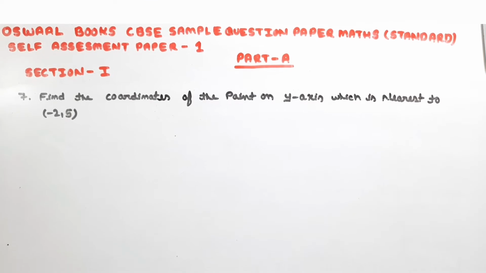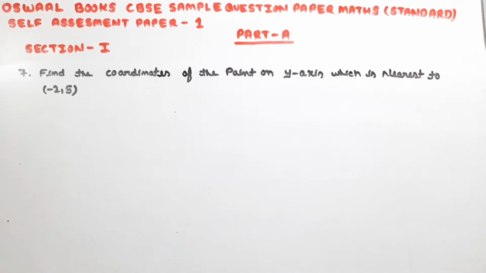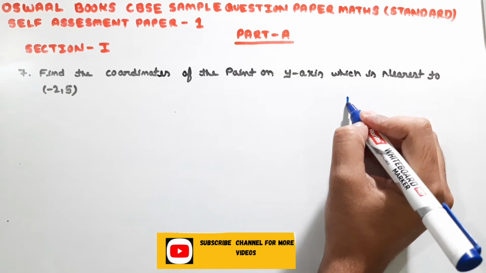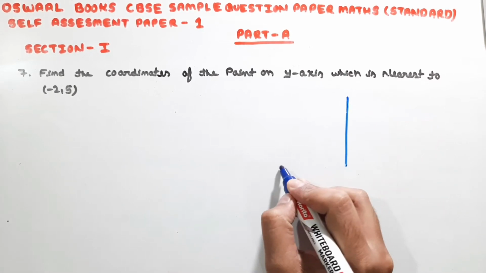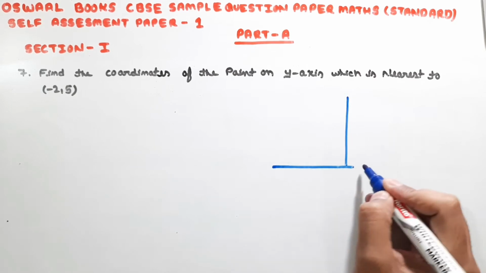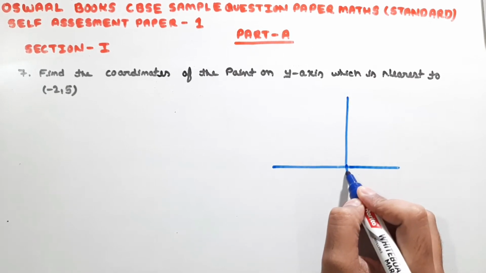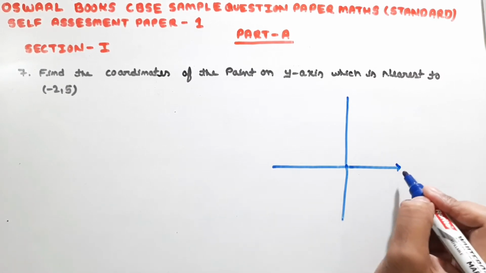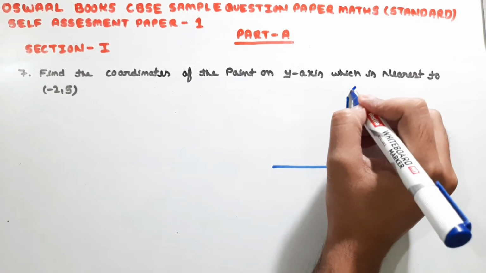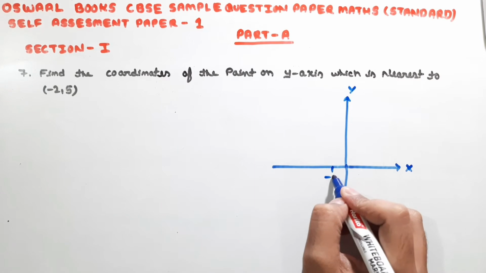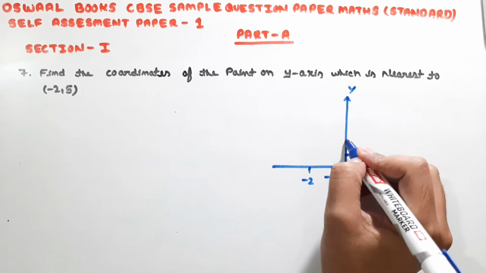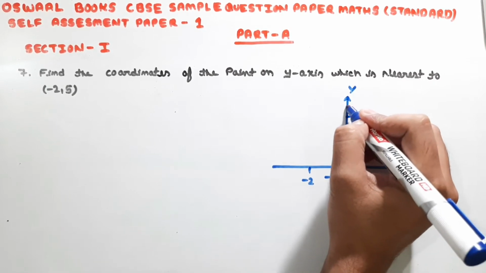Question number 7. Find the coordinate of the point on y-axis which is nearest to -2, 5. In this problem, we have to find the coordinate of the point on y-axis which is nearest to -2, 5. So firstly, we will draw the coordinate axis. This is x axis, this is y axis. -1, -2, 1, 2, 3, 4, 5.